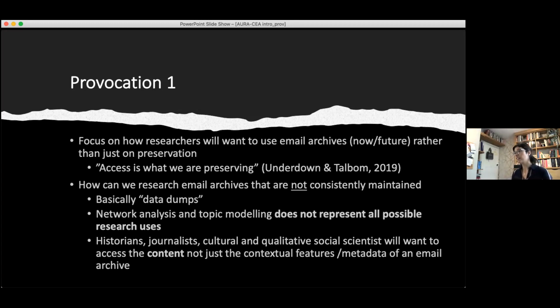And some of them, quite frankly, are basically data dumps. They are not very structured. They're not very well maintained. They come in all sorts of formats. So how can you still actually work with them?